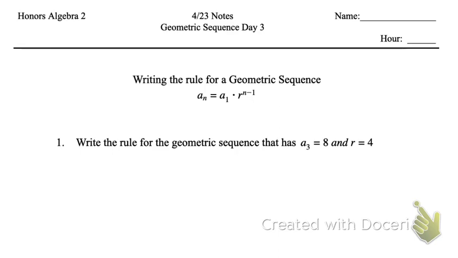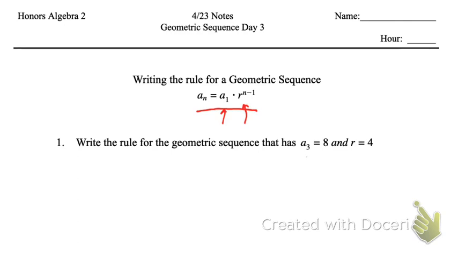I am Mr. Clendenin, and we're going to, again, continue our geometric sequence exploration, and we're going to look specifically today at how to write the general nth term rule for a geometric sequence. We know that it's a sub n equals the first term a sub 1 times r to the n minus 1 power. But we're going to look at coming up with that general formula for a sequence given information about that sequence in different ways.